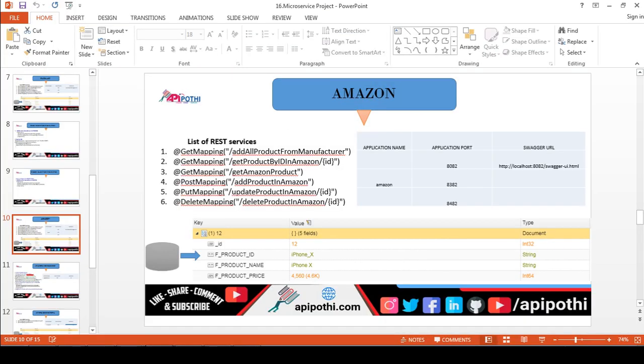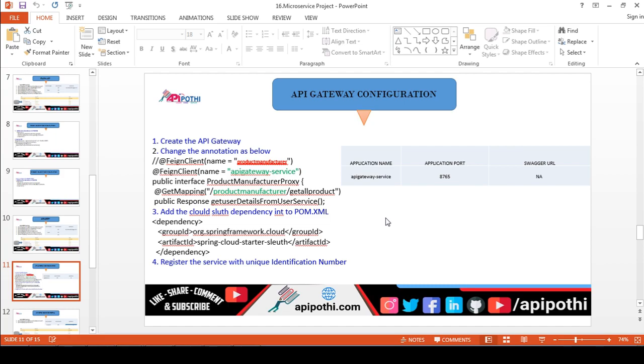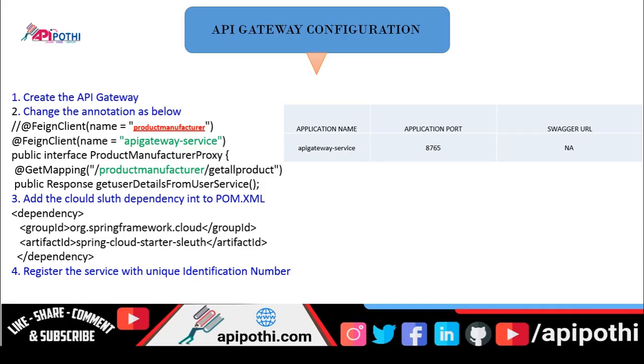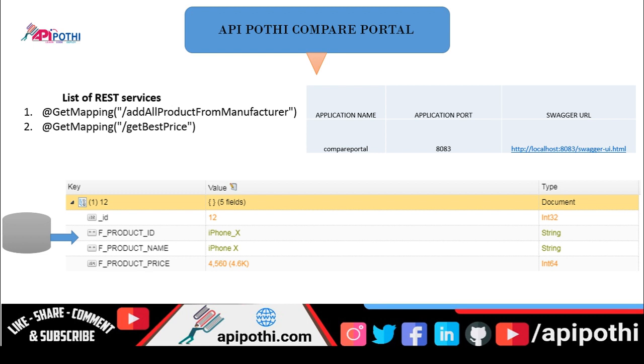So now basically we are done with Amazon also. In the next video we are going to integrate the API gateway, as well as develop one more service called the API Product Compare Portal. And for this portal only we have done all those background tasks till now. Okay, stay tuned. Thanks for watching this video.